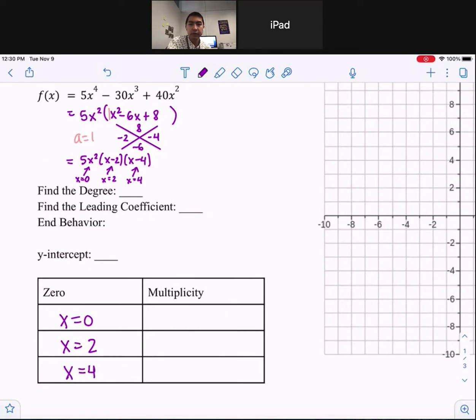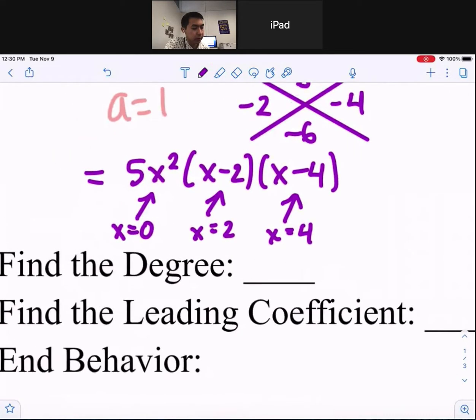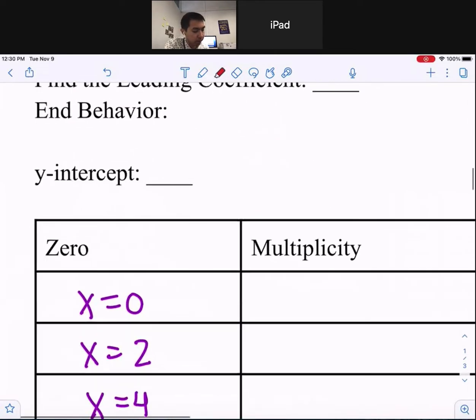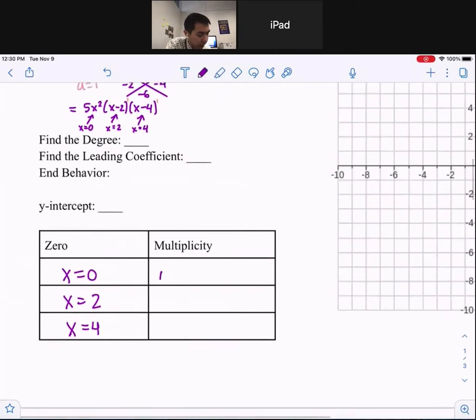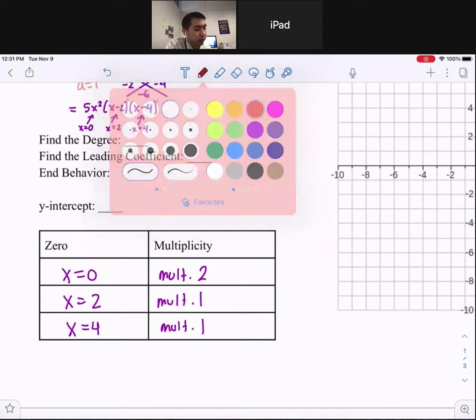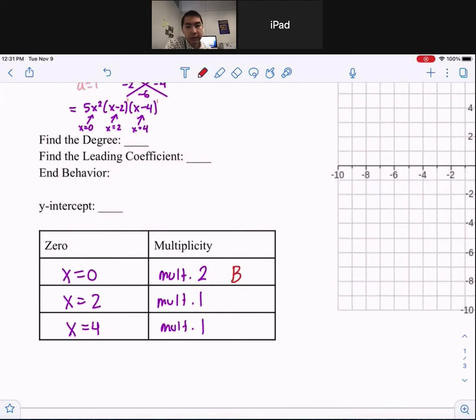Okay, so multiplicities. If you take a look at x equals 0, this has a degree of 2, so it's multiplicity of 2. This one, degree is 1, so multiplicity of 1. That one's 1 as well, multiplicity of 1. So x equals 0 has a multiplicity of 2 because of the power of that factor, and these two are multiplicities of 1. If it's an even multiplicity, that is a bounce. If it's a multiplicity of 1, that's where we cross. So we got a bounce, cross, cross.